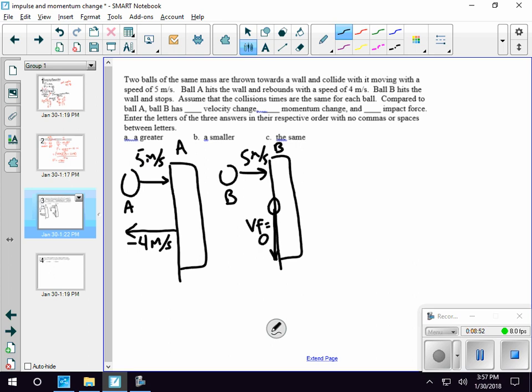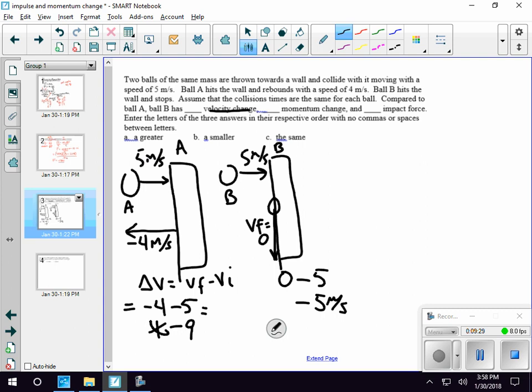And then they ask these questions. They want you to compare it: velocity change, momentum change, impact force. Ooh, these get so tricky. So let's consider velocity change. That'll be my first one. They're asking you, what is delta V? Delta V, as I've said multiple times in class, is final minus initial. And direction matters. Negative 4 minus 5 gives you negative 9. 0 minus 5 gives you negative 5.